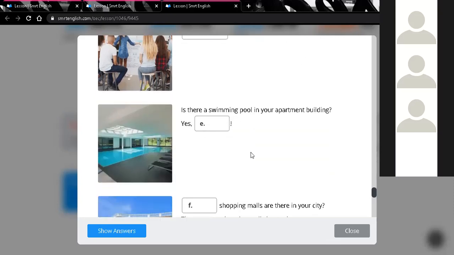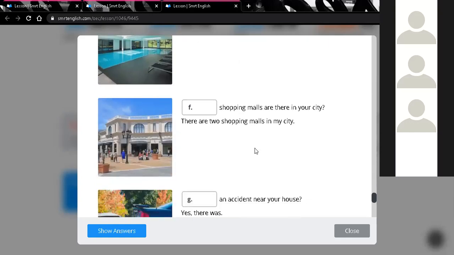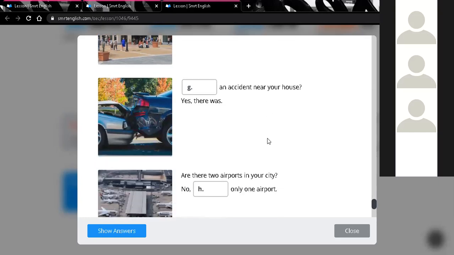Ilse, letter E. Is there a swimming pool in your apartment building? Yes, there is. Very good. Letter F, Guillermo. Shopping malls are there in your city. What is missing here? You already have are there here. Entonces, ¿qué falta? Look at the answer. There are 2 shopping malls in my city. So the question is, how many shopping malls are there in your city? Very good.